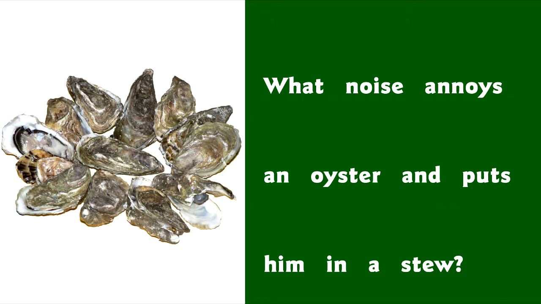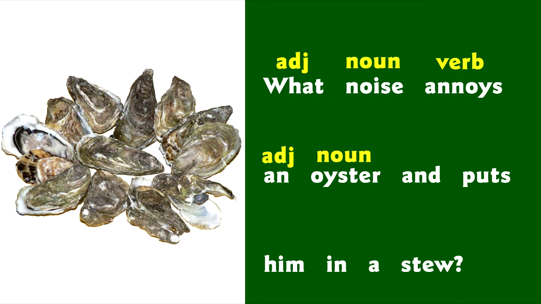The word what can do many jobs. It can be a noun, an adverb, a pronoun, a conjunction, or even an interjection. But in this case, I think we have an adjective. More specifically, we would call it an interrogative determiner. It both asks a question and determines to what noise we are referring. So, noise is the noun simple subject of the sentence, and annoys is the verb simple predicate. An is an adjective article, and oyster is a direct object noun because it is the thing being annoyed by the noise.